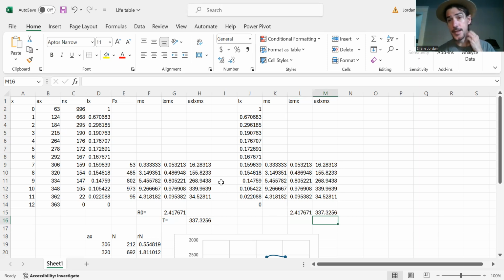So these values are telling us, first of all, net reproductive rate on average. This is how many offspring an individual was producing during this particular period of time. 2.4 offspring on average per individual were reproduced. And on average, individuals were reproducing at around 337 days. So this is useful information.